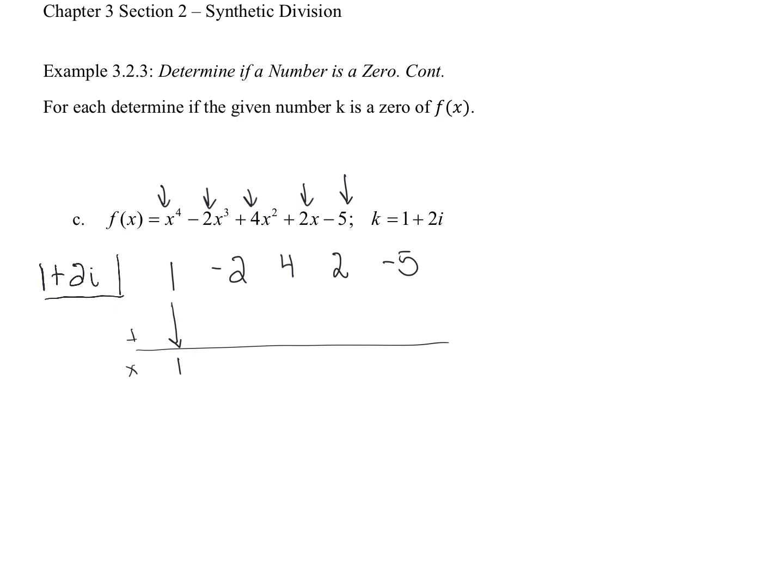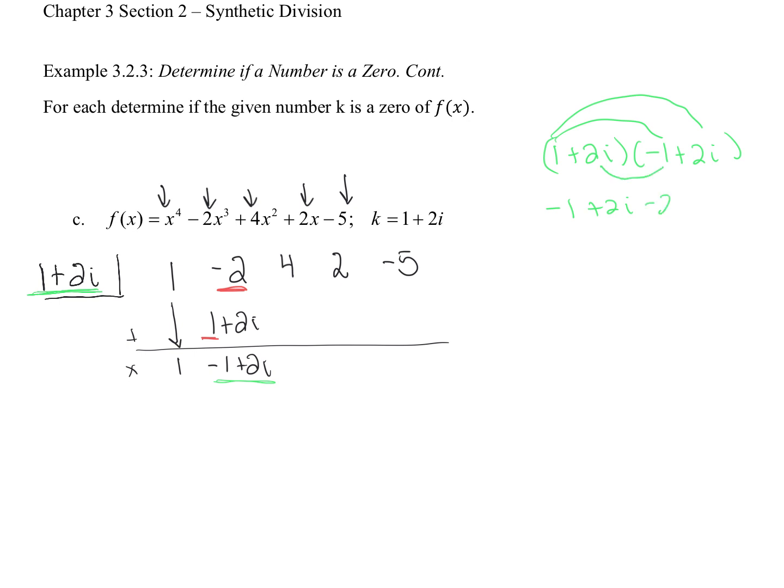So 1 plus 2i times 1 is going to be 1 plus 2i. And now we still add, but I'm going to add the real piece with the real piece. So negative 2 plus 1 is negative 1 plus 2i. And now I'm going to actually have to multiply. I'm going to multiply 1 plus 2i times negative 1 plus 2i. So 1 plus 2i times negative 1 plus 2i. We're going to FOIL those together. So 1 times negative 1 is negative 1. 1 times 2i is 2i.